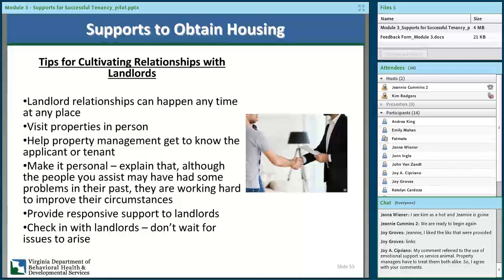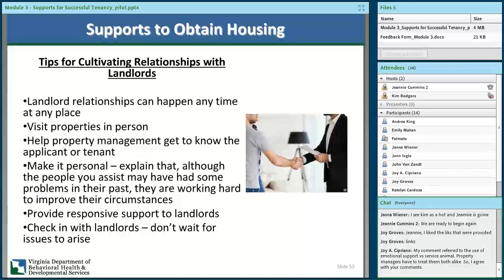Make it personal. Explain to landlords that although the people you assist may have had some problems in their past, they're working hard to improve their circumstances. For some, this may be their first opportunity to live in their own place, and for others, it's helping them get out of the cold or return from the hospital. This is an opportunity to improve the quality of life for fellow community members.